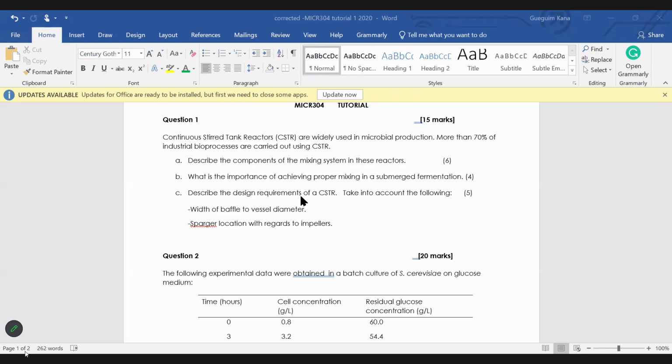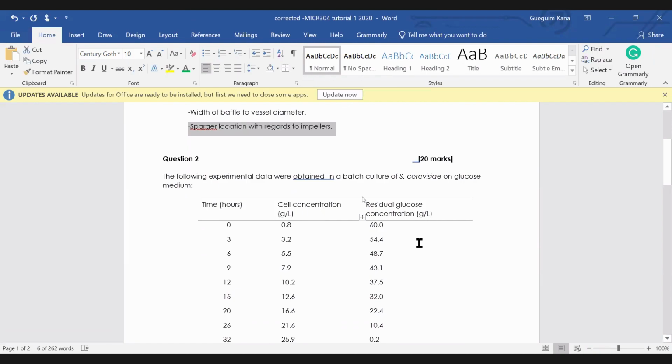All the criteria listed on the design requirements of the reactor have to be stated, in addition to the core area, which they ask you to talk about: the baffle location, the baffle, and the locations for impellers. Of course, the impellers are located, and the sparger is located below the impellers. Okay, that has to be stated, that the sparger is located below the impeller here.